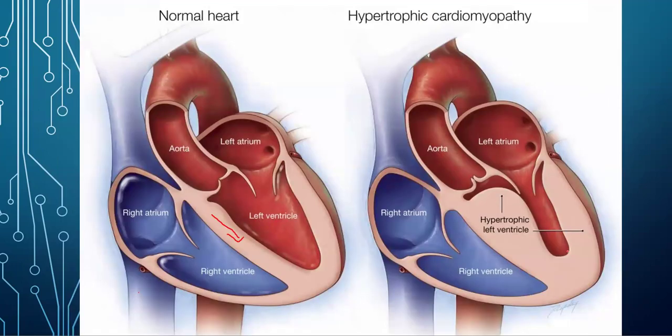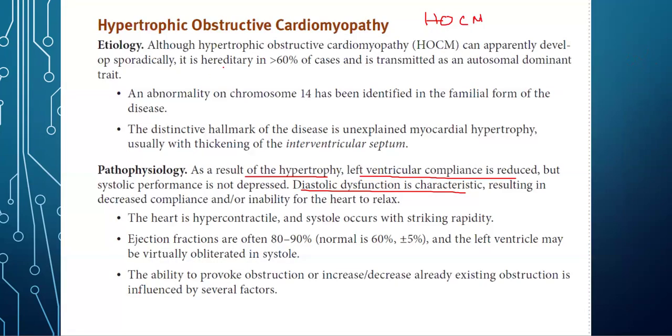But because you can see that there is only a small space left for the blood to come into the left ventricle, and the muscle is very strong, with this muscle the heart contractility is very high. So sometimes even the ejection fraction becomes 80 to 90% in this patient because of the hypertrophied muscle. Okay. So that's usually what happens in a HOCM patient.